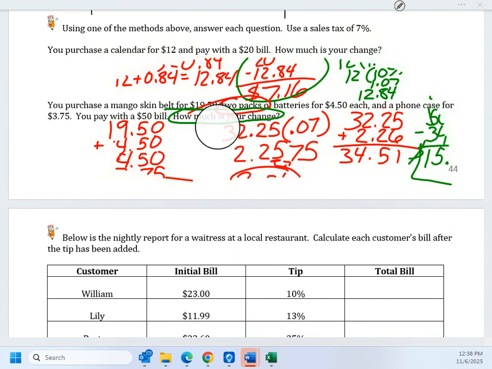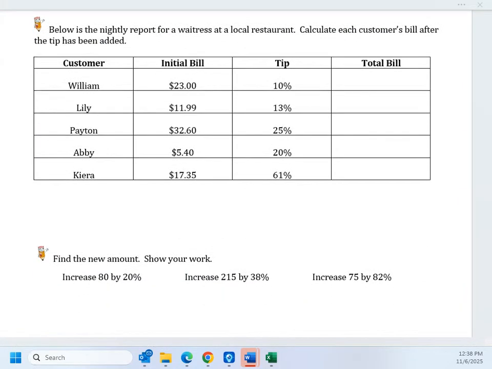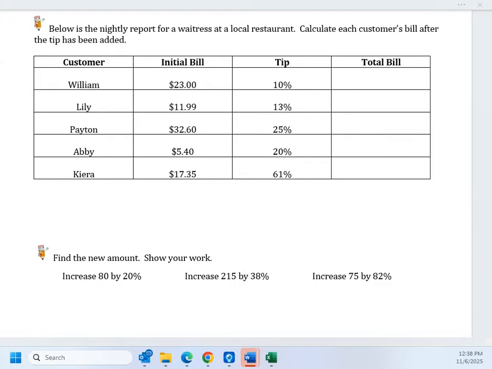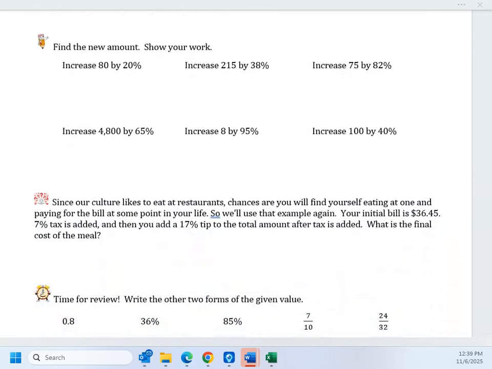Now, let's look at our second page. This is our homework page. The table, you got your original amount, you got your tip is the increase, and then you have to write your new total. So all that math that we just did, pick a method, which method you want to use, fill in your new total. Then we have: find the new amount, show your work. Again, same thing. You're increasing 80 by 20%. You're doing the exact same math, it's just worded differently. Same math, pick your method.